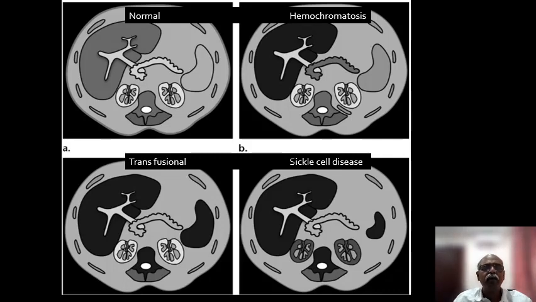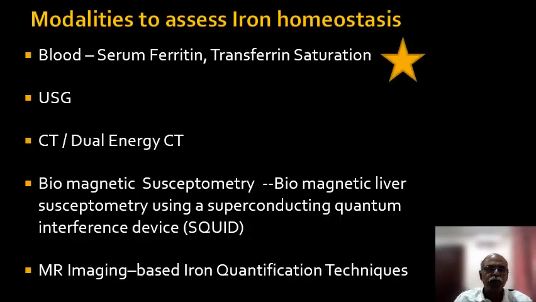Pancreas and liver are predominantly involved. In transfusional hemochromatosis, liver, bone marrow, and spleen are involved. In sickle cell disease, liver, bone marrow involved, and spleen goes into autosplenectomy status. Spleen is small in size, dysmorphic, has a low signal on T2.